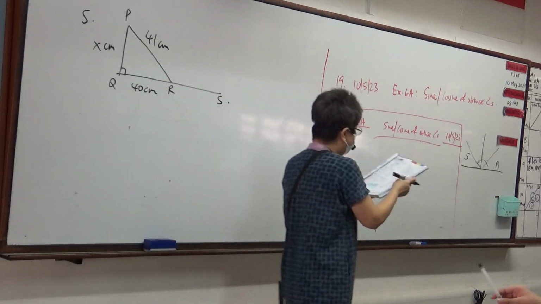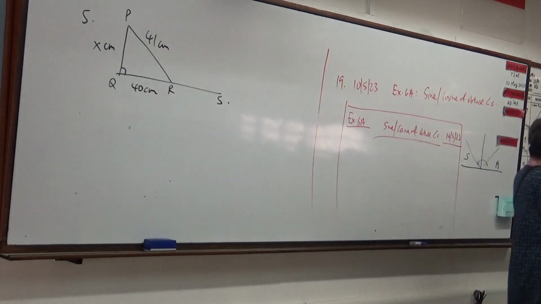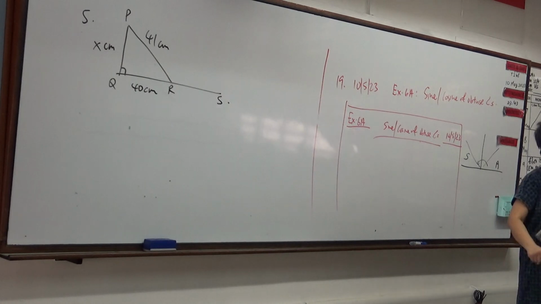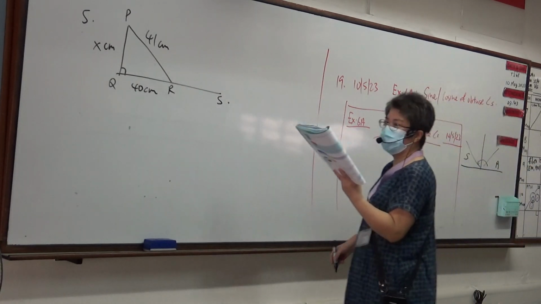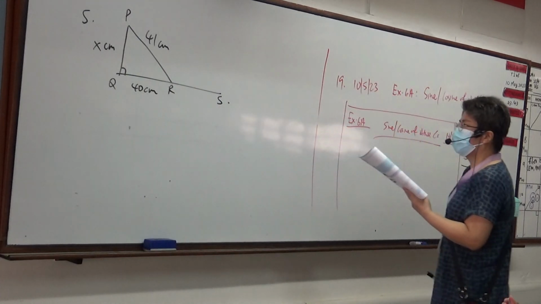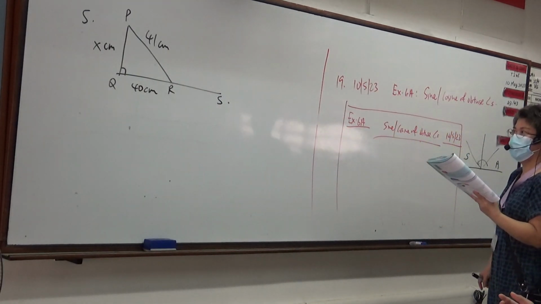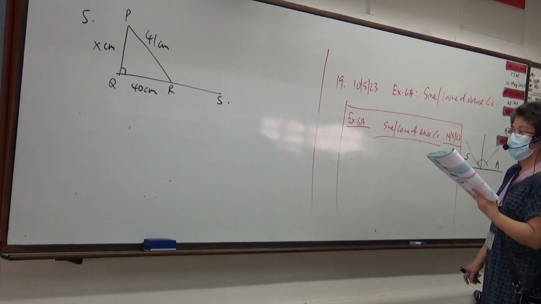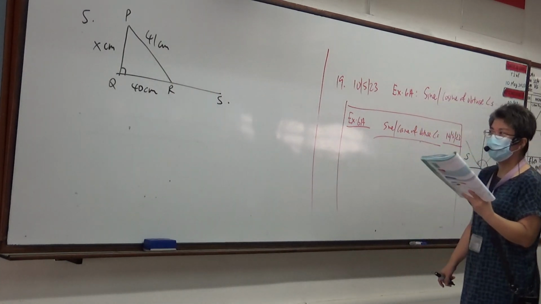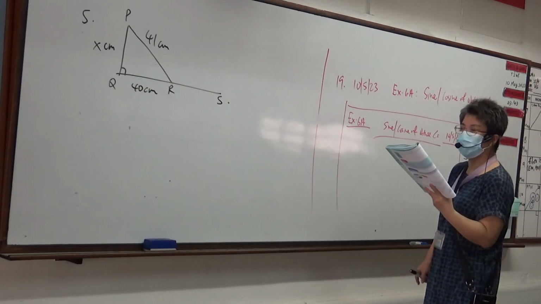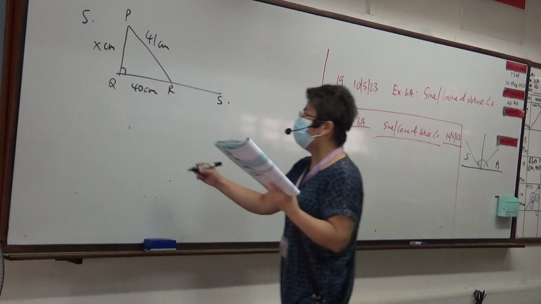I will at least do one question for you, because today is very easy. I will only give you two questions for you to do. Okay? Now let's take a look at this. In the figure, QRS is a straight line, and the angle PQR is 90 degrees, PQ is X cm, QR is 40 cm, and PR is 41 cm. Find the value of X.